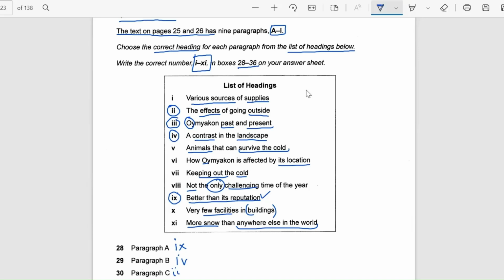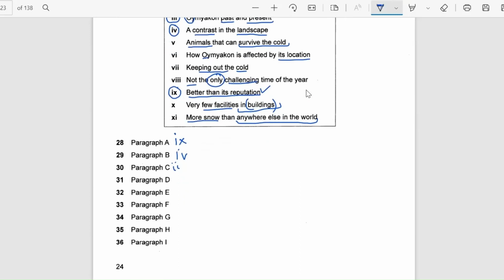It's just a river that they are talking about, not the exact location. Keeping out the cold, no, that is not talked about. Challenging time of the year. Very few facilities, but it is talking about facilities in buildings. So again, this is not something that I can consider because it is talking about very few facilities in the city. And then more snow, right? So there is no other option that can clearly go here except for point number 3. Okay, so that is what I will mark.